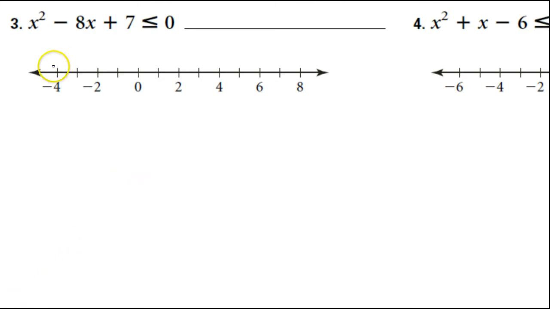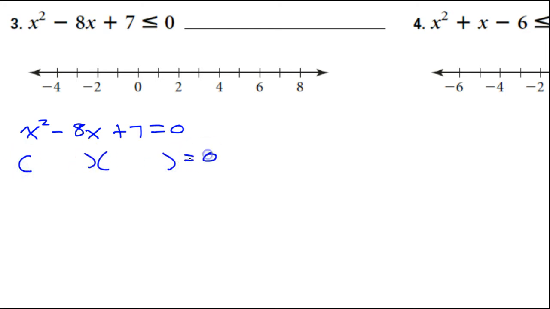All right, I'm going to go ahead and do one more problem on this video, and then I'll put the other 3 problems on another video. So just like before, our strategy will be to solve the related equation, x squared minus 8x plus 7 equals 0. We're going to find the zeros of this function. And probably this is going to turn out to be factorable.